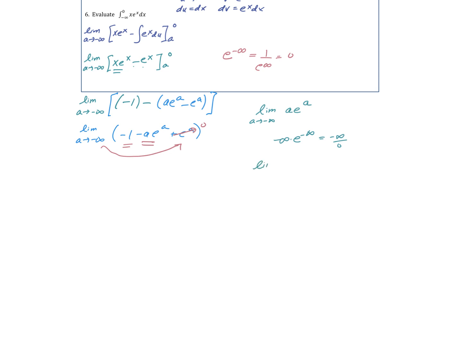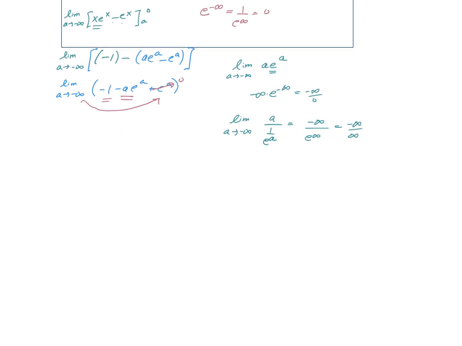We've got the limit, I'm not doing L'Hopital yet, as a goes to negative infinity. I'm going to leave the a on top and put this on the bottom. To put this on the bottom, it's 1 over e to the a. Now, when I plug this in, we're going to get negative infinity, and then this becomes e to the infinity, which is negative infinity over infinity, which says now we can do L'Hopital.